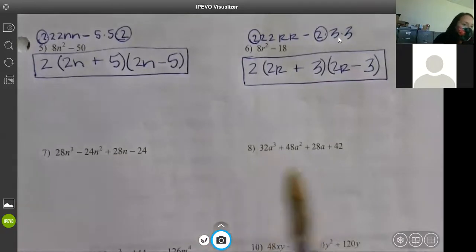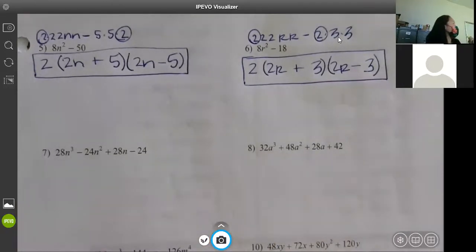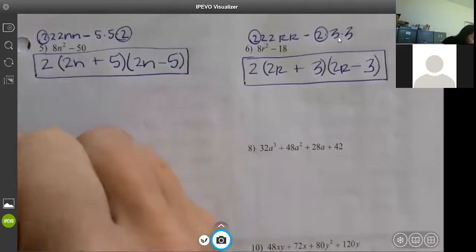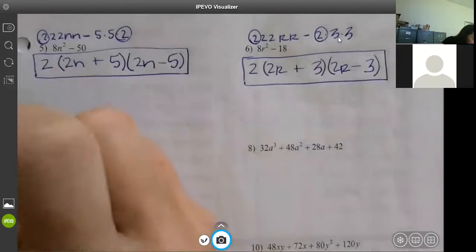So on this next one, we have 4 terms, but what's going to happen is we're going to take a GCF out first, and then we're going to have to do grouping, okay? So it's 4 terms, so we're going to do grouping. So let's start with breaking it down. What are your factors of 28? Say it again. 7 and 4. 4 is 2 and 2.